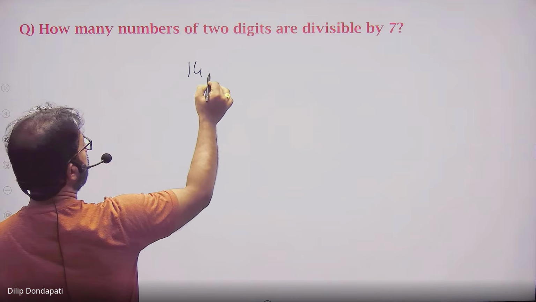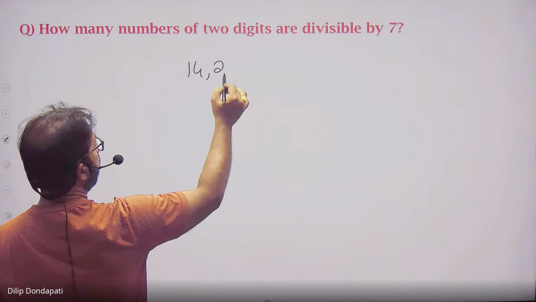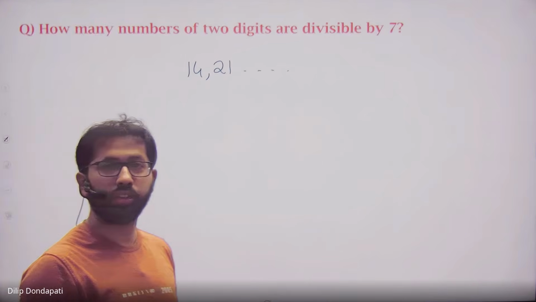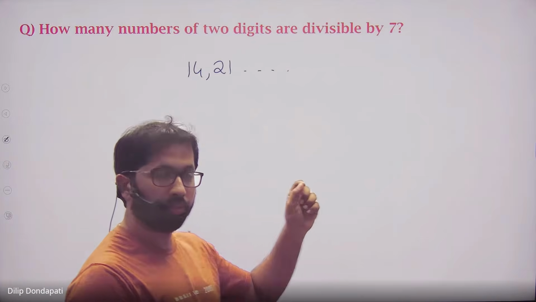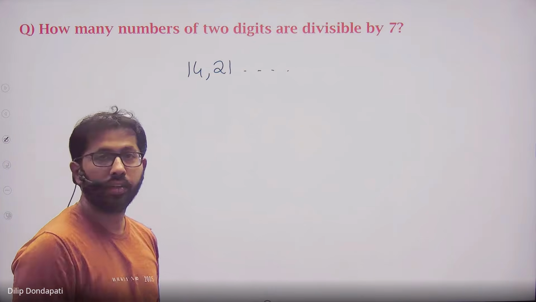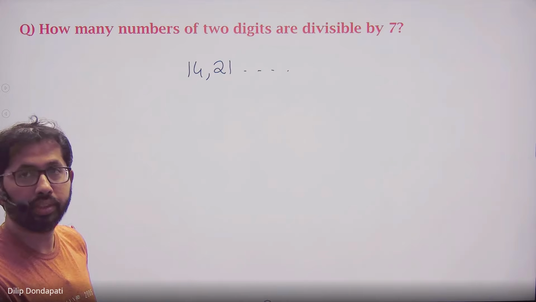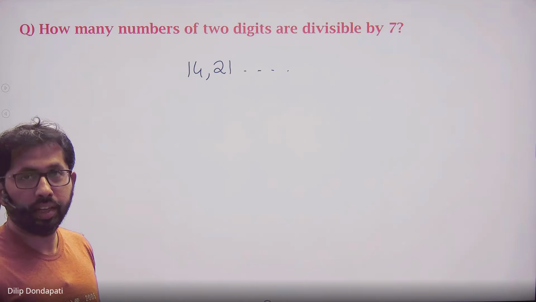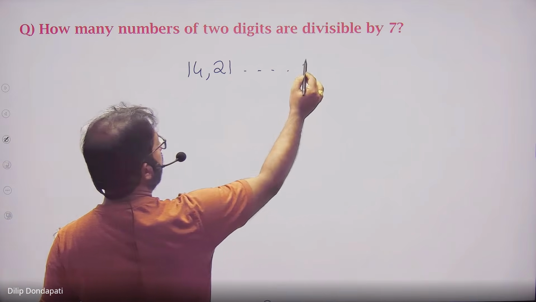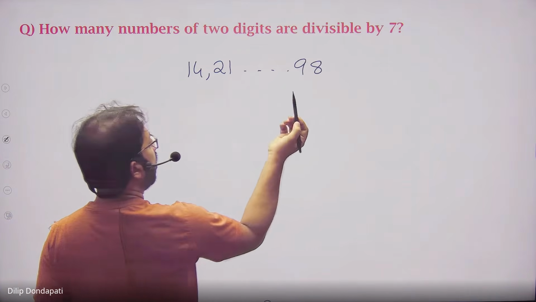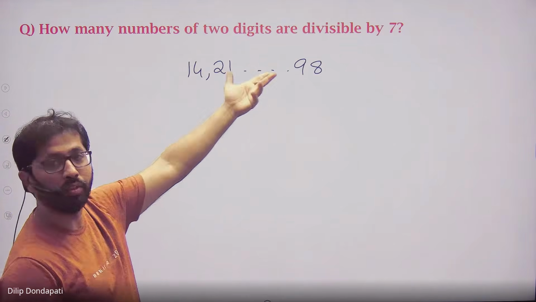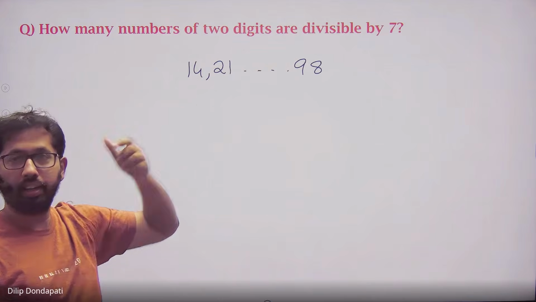Next, 21, and so on. And the last two-digit number also, if you know, that will help you. Last two-digit number which is divisible by 7, tell me. Check. 99 is not, 98. So we got a series. Always bring the series in such problems. You know the a value, the d value, and n also you know. Find n.